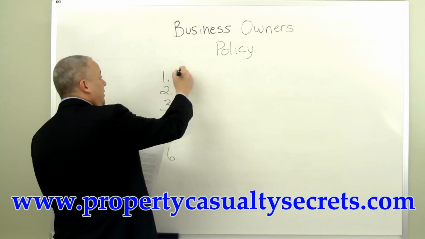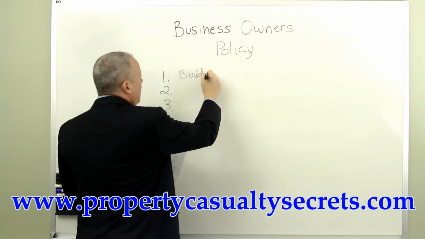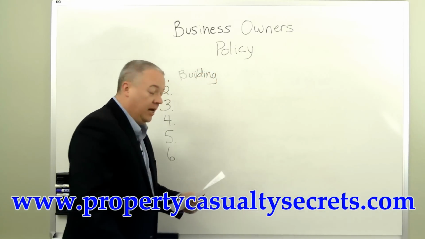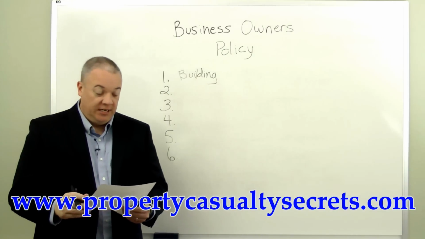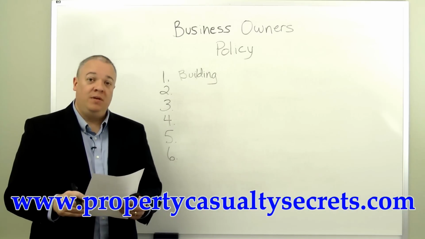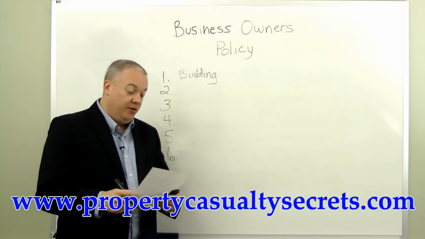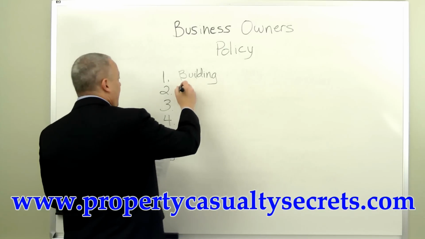The first one will be building coverage. In building coverage, the policy covers the value of appliances, the building itself, or pieces of equipment that are damaged or destroyed. Next, after building coverage, is personal property coverage.